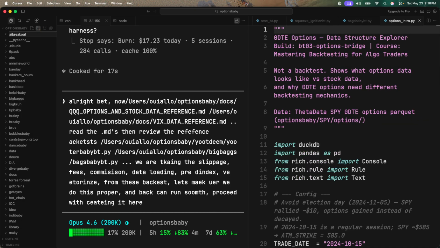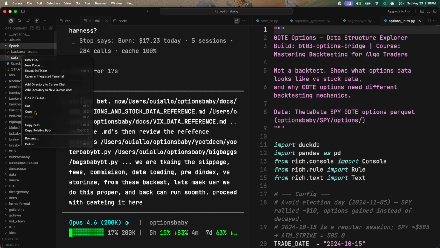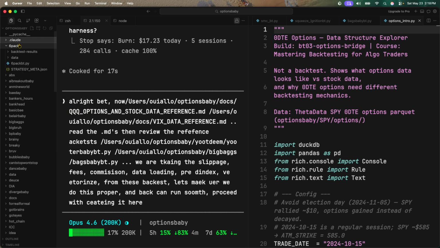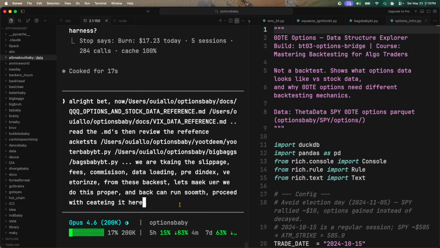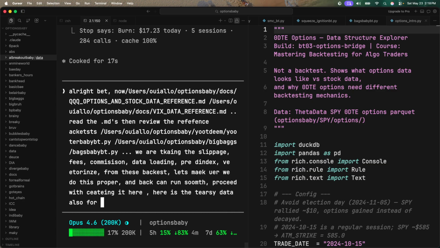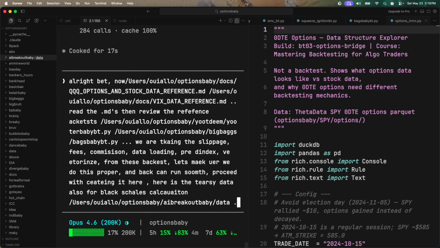AI breakout, baby. And then we're going to copy you. Proceed. Okay, create it here. Here is the treasury data also for the Black-Scholes calculation.